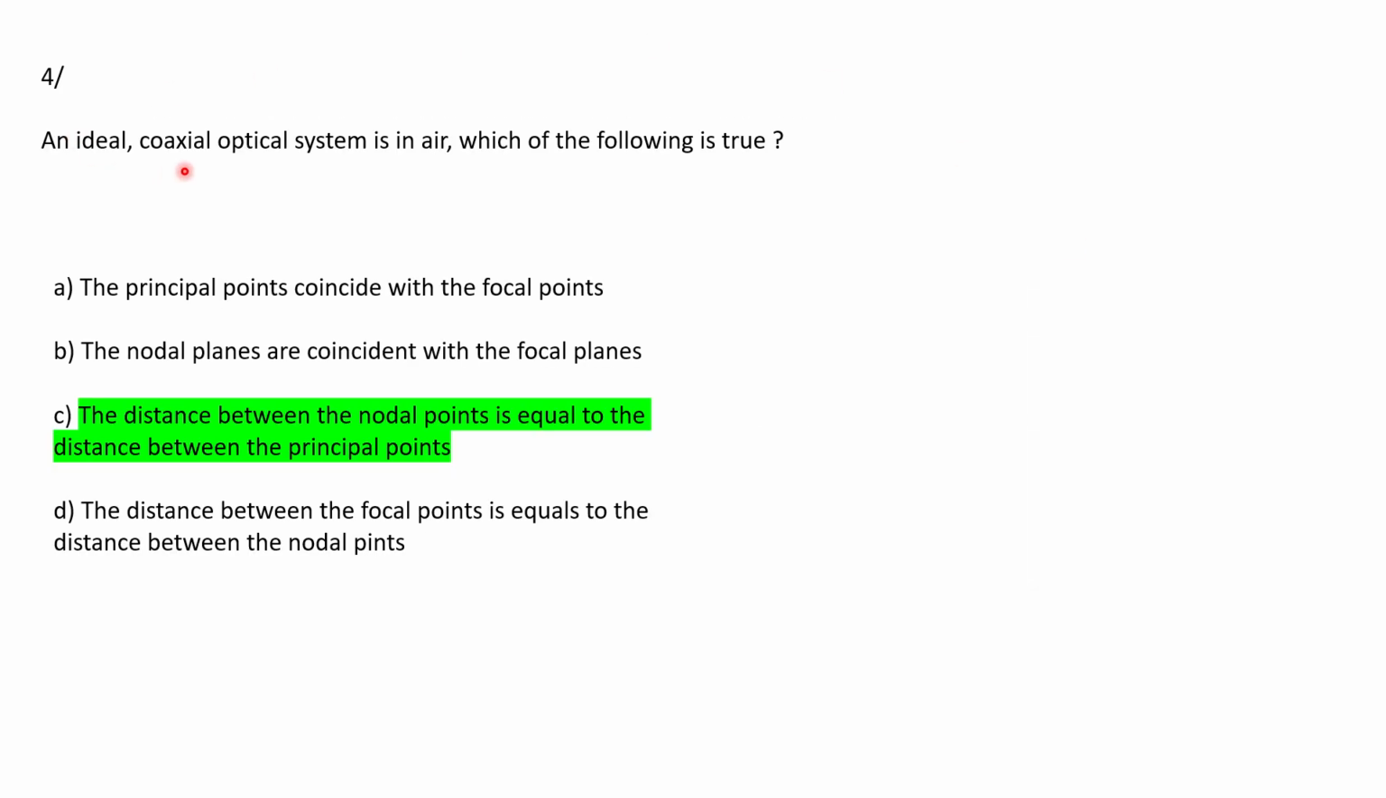Then, an ideal coaxial optical system is in air. Which of the following is true? The options are: the principal points coincide with the focal points; the nodal planes are coincident with the focal planes; the distance between the nodal points is equal to the distance between the principal points; and option D says the distance between the focal points is equal to the distance between the nodal points. And here option C is the correct one.